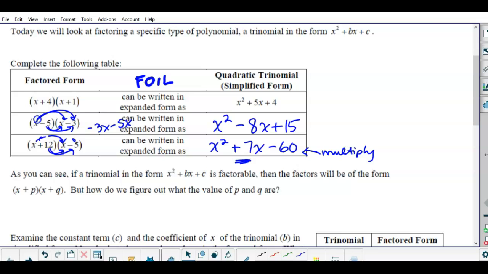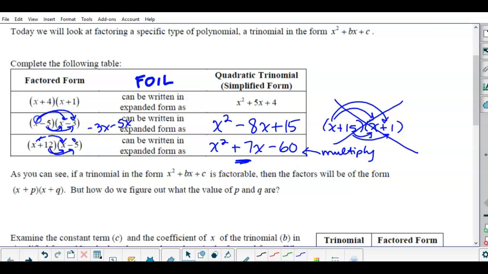Here, why couldn't I have 15 and 1? Well, 15 and 1 don't add to negative 8. So if I decided, oh, okay, this factors to x plus 15 times x plus 1, if I expand this out, that works. This works, but my outside and my inside add to 16x. So that doesn't work. So you have to think about factors of the constant term that add to the coefficient of x. Okay? So let's see, in this one here, this is the general case.